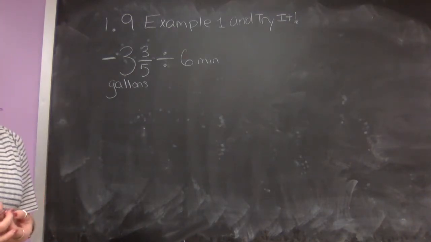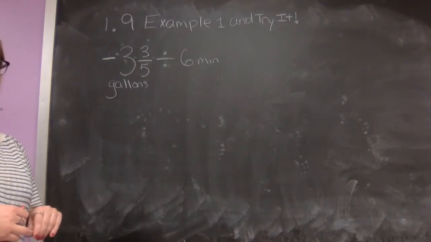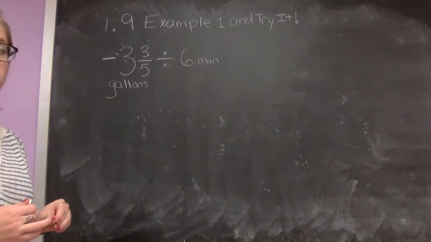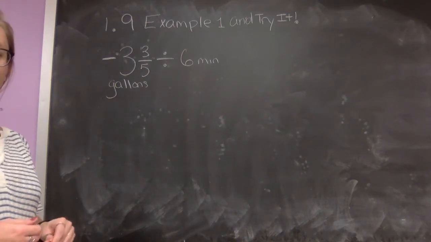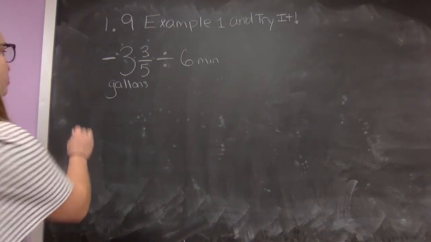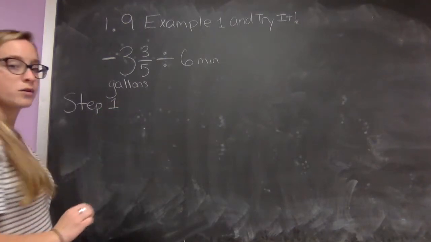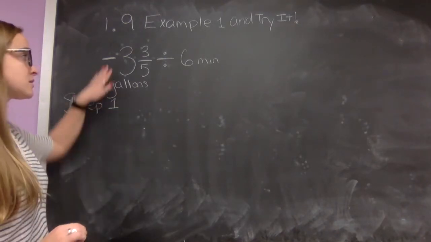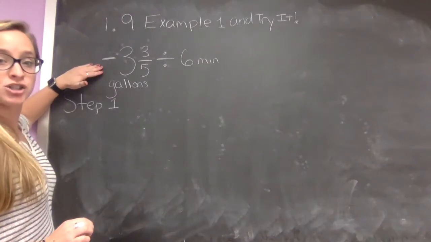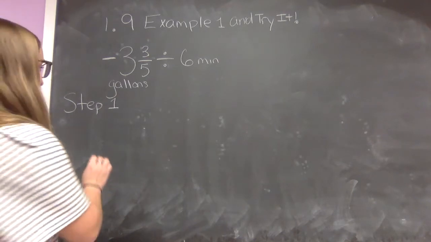If you want a visual for this problem, go ahead and look at that Example 1 video. But I'm going to walk you through the step-by-step math of dividing fractions, because it's probably been a little while since you've had some practice with this. So my step 1: I'm going to change this mixed number, and it's mixed because it has a whole number and a fraction piece attached, to an improper fraction.